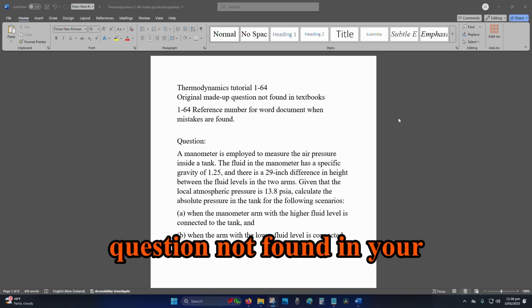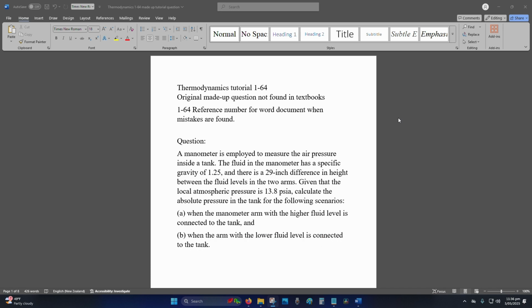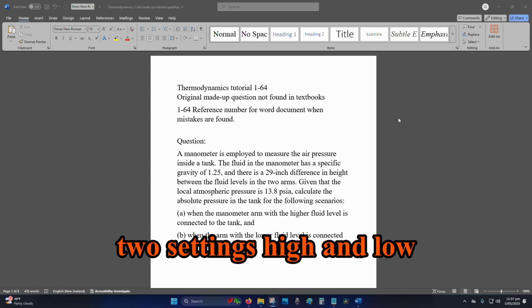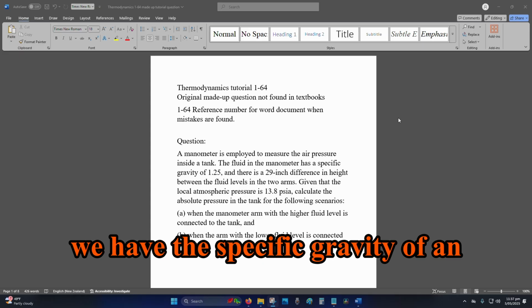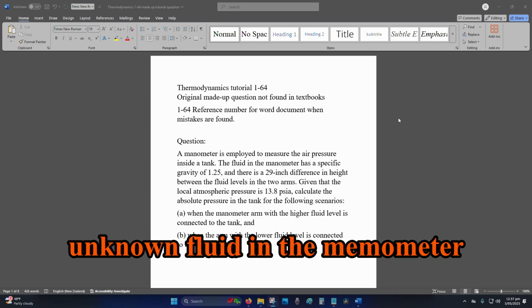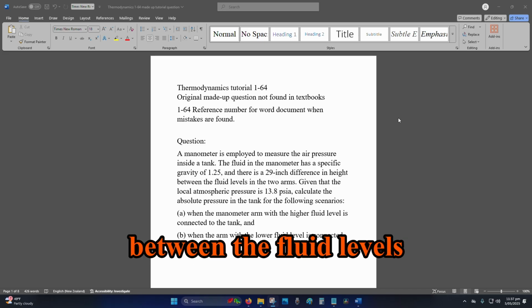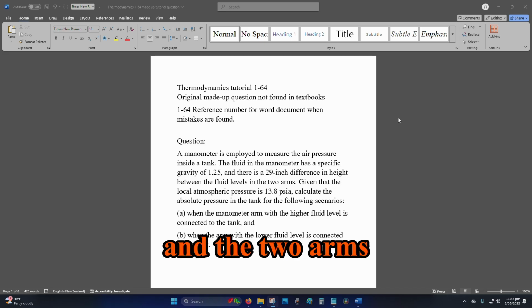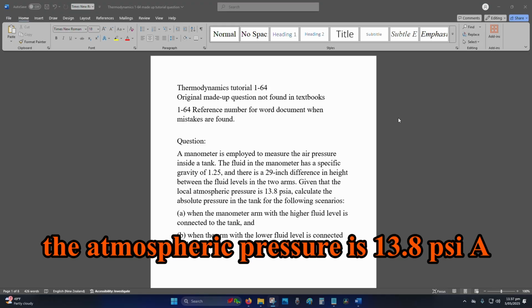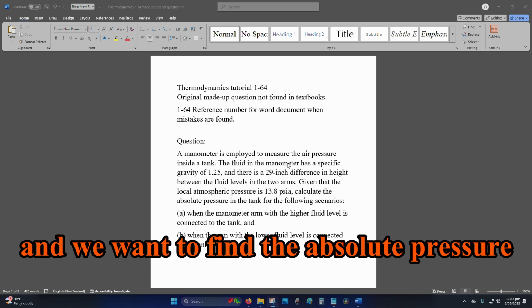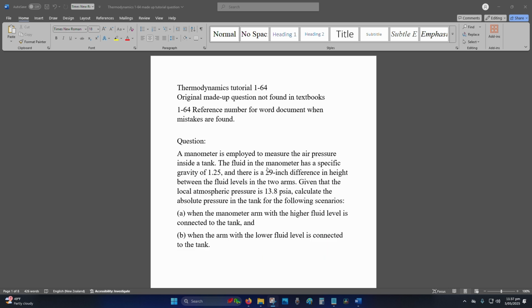This is a made-up question not found in your textbooks. We've got a tank filled with air and a thermometer. We've got two settings, high and low. We have the specific gravity of an unknown fluid in the thermometer. There is a height difference of 29 inches between the fluid levels in the two arms. The atmospheric pressure is 13.8 psia. And we want to find the absolute pressure in both the settings.